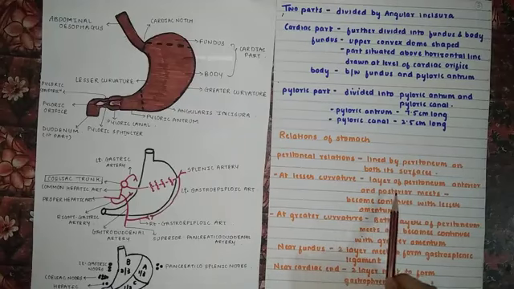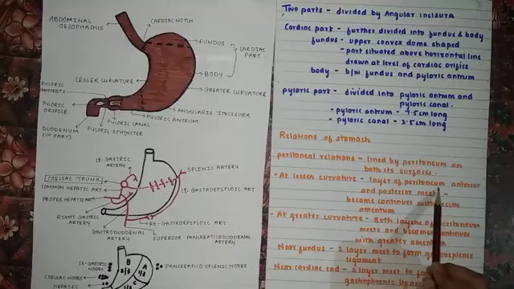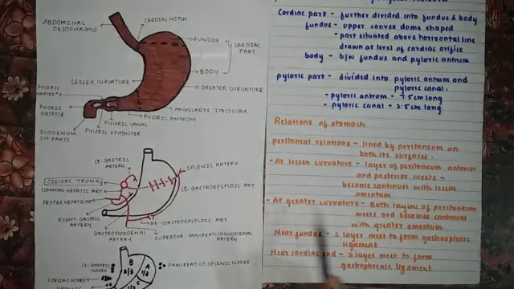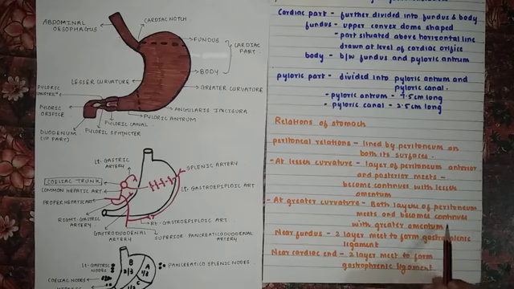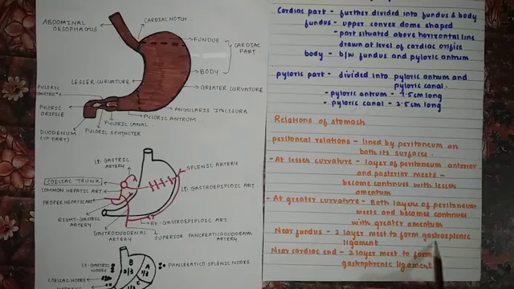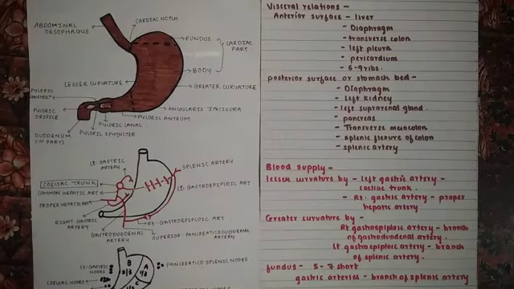At the lesser curvature, the anterior and posterior layers of peritoneum meet and become continuous with the lesser omentum. At the greater curvature, the anterior and posterior layers of peritoneum meet and become continuous with the greater omentum. Near the fundus, the two layers meet to form the gastrosplenic ligament, and near the cardiac end, the two layers meet to form the gastrophrenic ligament. Visceral relations: the anterior surface is related to the diaphragm, transverse colon, left pleura, pericardium and 6th to 9th ribs.